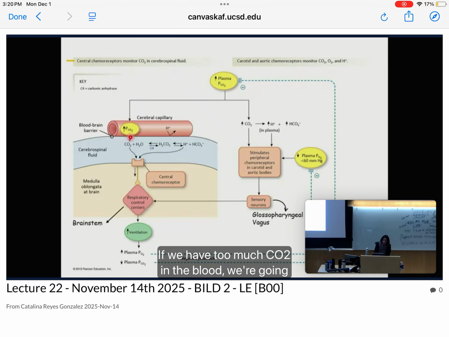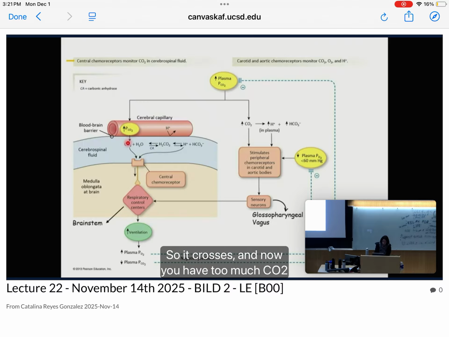If we have too much CO2 in the blood, we're going to have also too many hydrogen ions, because remember that CO2 reacts with water very easily, also in the blood, and produces hydrogen ions, okay? But these capillaries are very impermeable. They only let a few things cross, okay? So hydrogen ions cannot cross that capillary wall. CO2 can, because CO2 is small and it's lipophilic. So it can cross that phospholipid bilayer.